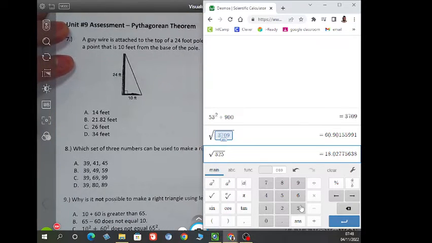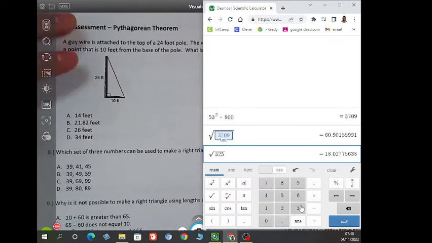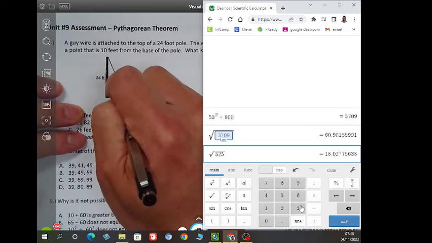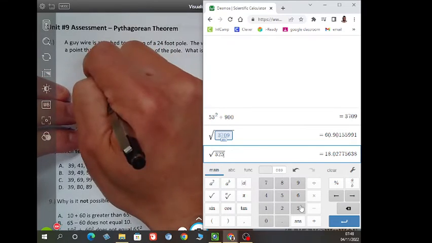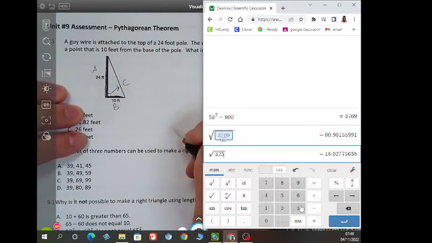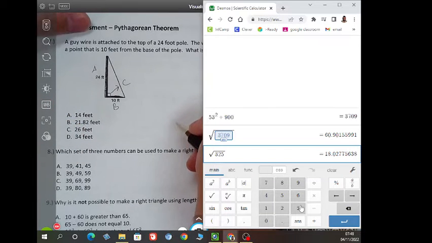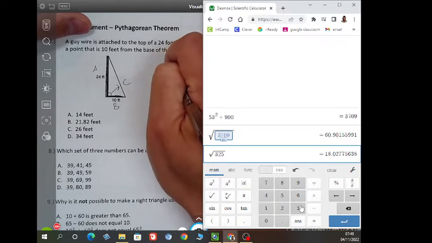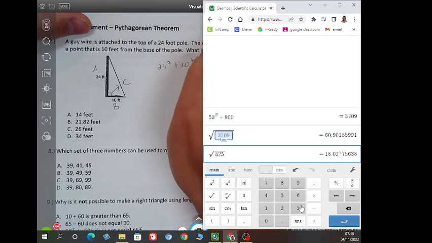All right, so for the next one, again, I'm looking for side C here. There's my A, there's my B. Okay, so I'm going to go ahead and set it up: 24 squared plus 10 squared equals C squared.